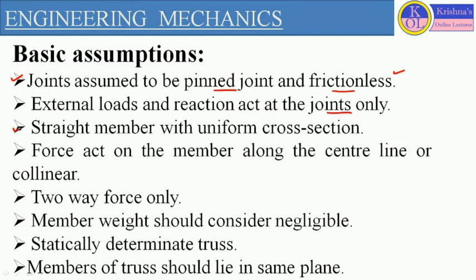Third, the member should be a straight member and it should have uniform cross section. Cross section can be circular, rectangular, or square. Whatever cross section we are considering for each member, that member should be slender and the cross sectional dimension is quite less compared to the length of the member. So the straight member should have uniform cross section. This is another assumption.